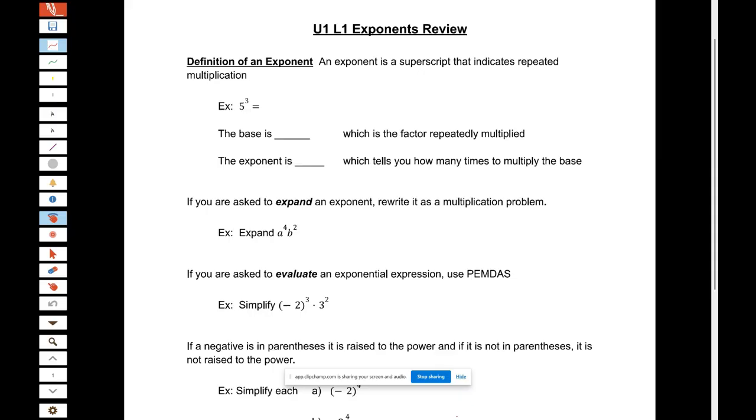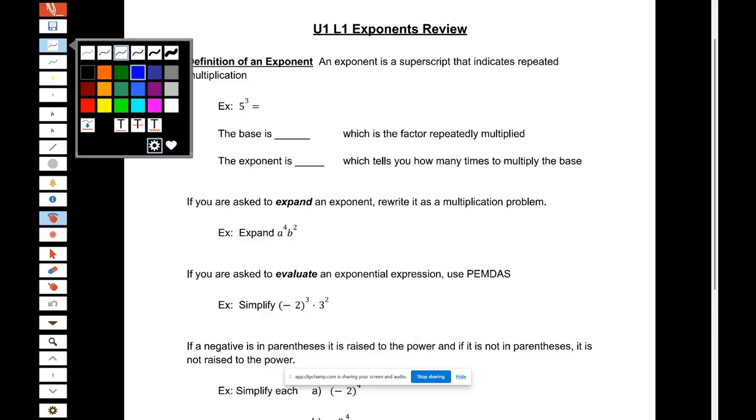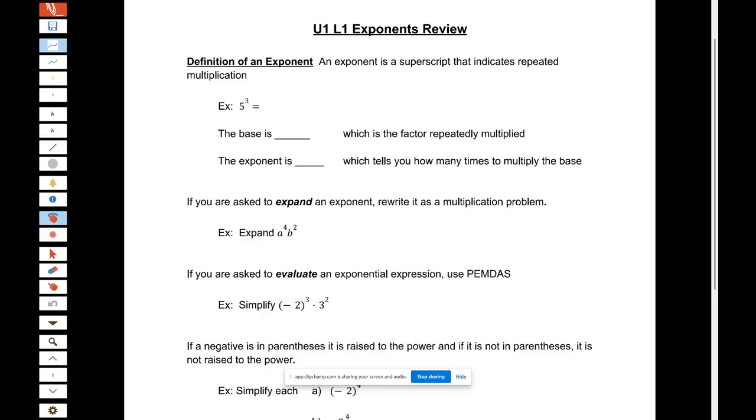Okay, hello, and welcome to this Unit 1, Lesson 1 video on review of exponents. This video will cover prerequisites that you need in order to understand the lessons that we will go over on laws of exponents. So first, we have the definition of an exponent.